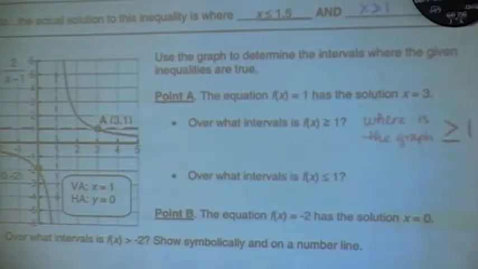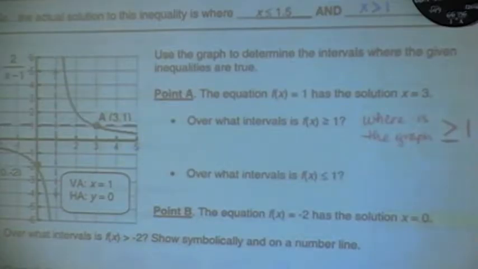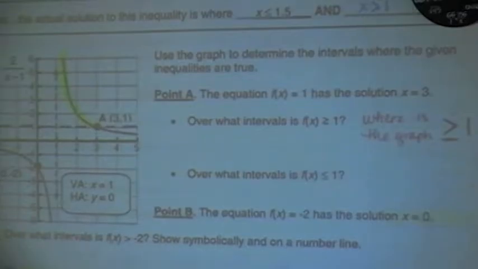F of x is y. Where would the greater numbers be? Above, right? Above that dotted line. That's all you're looking for. The graph is above that dotted line from here to here. Does everybody agree with that? Yes. Was that difficult?